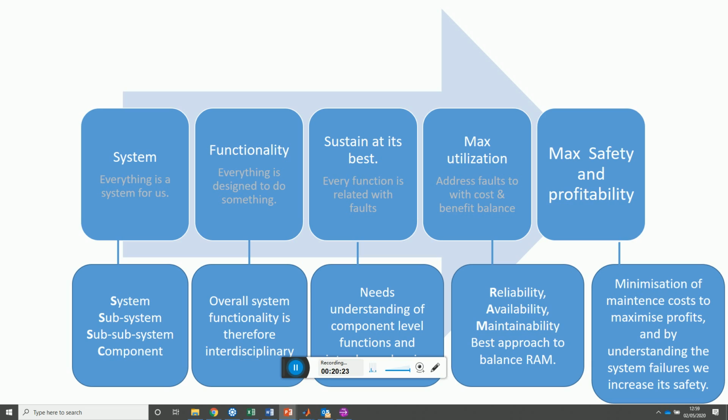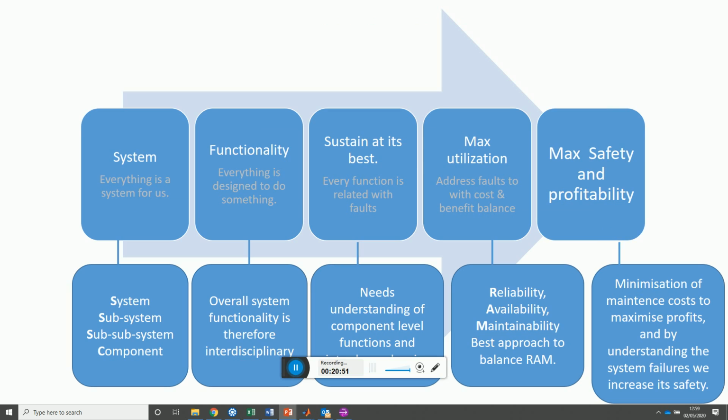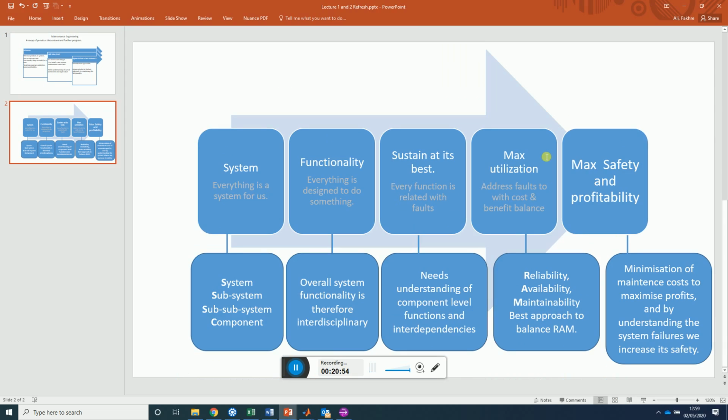Now, of course, we will move on and break this down into objectives, principles, and explore various different approaches in general that are available for maintaining different systems. So these two slides are now available on the lecture material. You can access those in your own time.